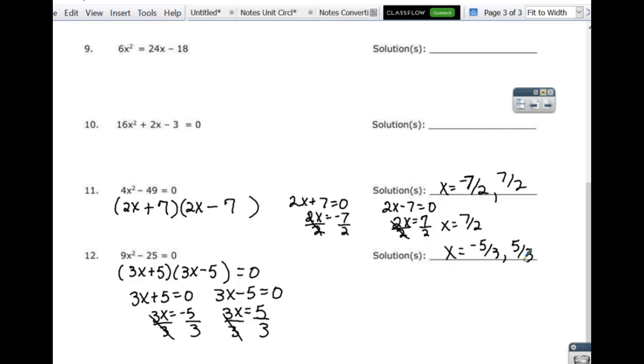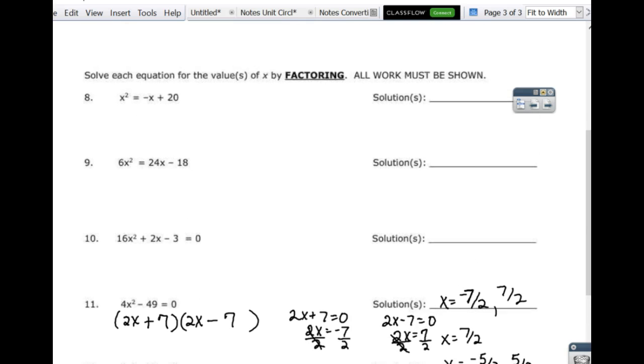Oh, thank heaven. Okay, I'm going to work number 9 because that's the hardest of the ones that are left, but they're all the same. All 3 of those are the same. So the first thing, what are they? They all have to be equal to 0, right? And I want the x squared to stay positive. So I'm going to subtract the 24x and add the 18. So the x squared stays positive and it's equal to 0.